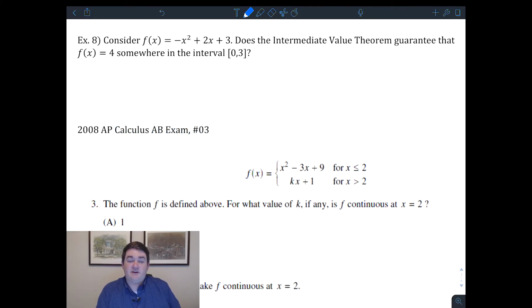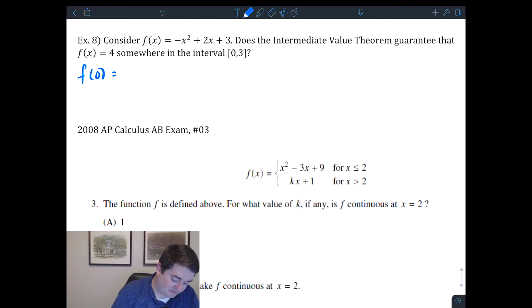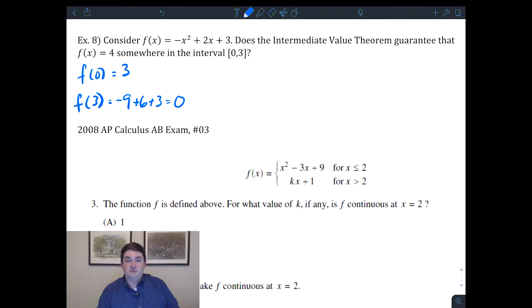Next up, consider f of x equals -x squared plus 2x plus 3. Does the IVT guarantee that f of x equals 4 somewhere in the interval 0 to 3? Well, because they gave me the interval 0 to 3, I want to know what f of 0 is and what f of 3 is. So f of 0 would be 3, and f of 3 would be -9 plus 6 plus 3, which is 0.